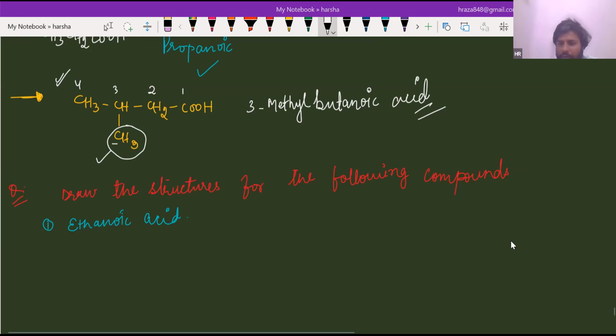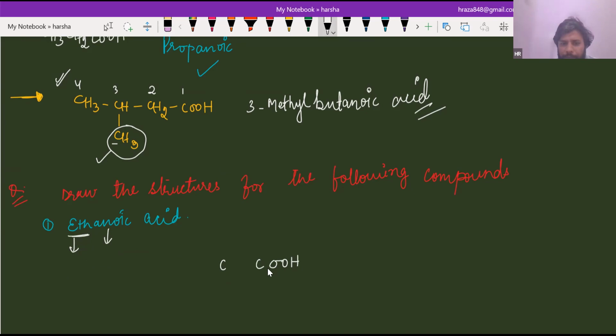Aman, Martin, Shubhana, Arshia. So see, it's very easy. As you can see, eth represents two carbons. And oic acid means the COOH functional group. So two carbons. So I am going to write two carbons in the compound, C and COOH.